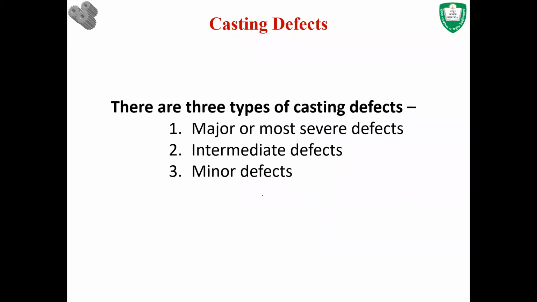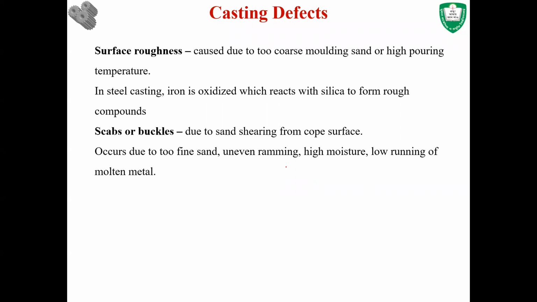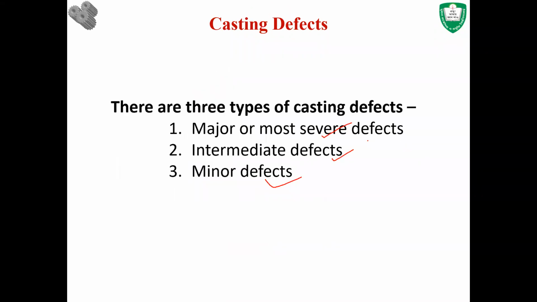Casting defects are basically classified into three different types: major or severe defects, intermediate defects, and minor defects. The major defects are those defects which are irreparable. That means you cannot repair that and use that product. The product must be rejected. You cannot reuse that product. That means you cannot do a small machining and then use the product. It is not possible. Those defects are called major defects.